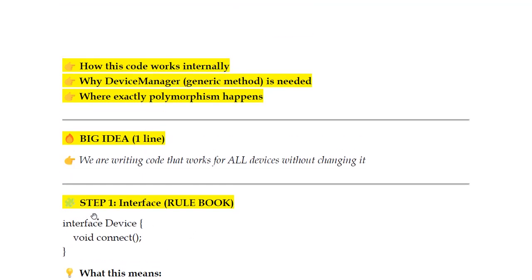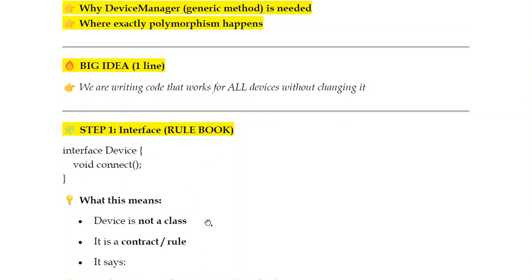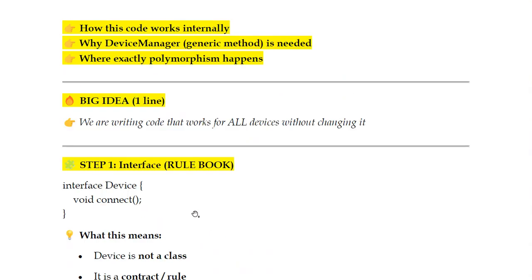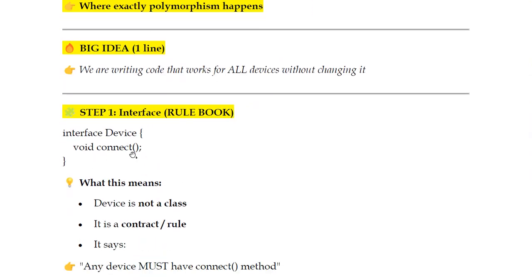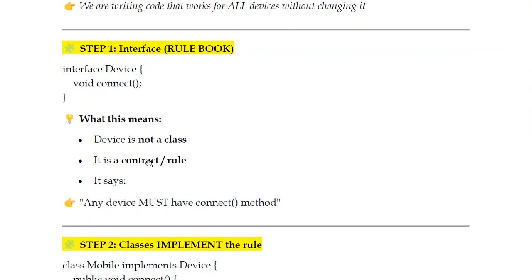You have clearly seen how it works. The interface is your rule book, and we are writing the code for it. Now back to the topic. The big idea: instead of writing the same code again, write code that works for all devices without changing it. The interface gives the method name connect. Device is not a class, it's an interface, a contract or rule between other classes. It says any device must have a connect method.